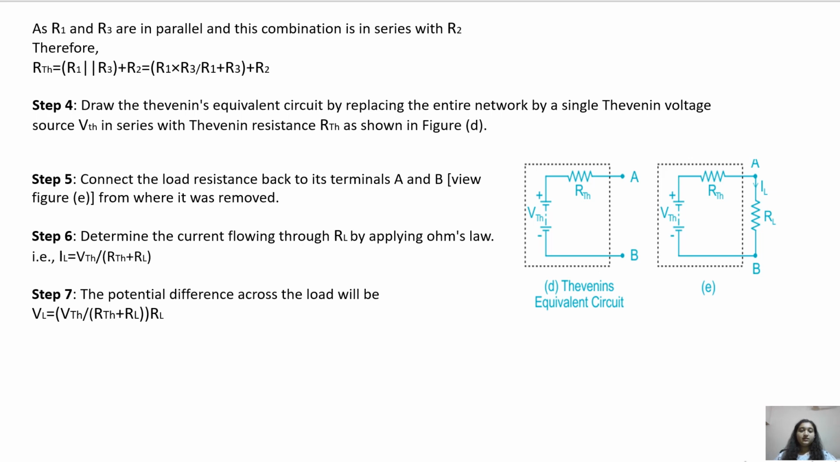Step 4. Draw Thevenin's equivalent circuit by replacing the entire network by a single Thevenin voltage source VTH in series with Thevenin's resistance RTH as shown in the figure. Step 5. Connect the load resistance back to its terminals A and B, as in figure E where it was removed. Step 6. Determine the current flowing through RL by applying Ohm's law, that is IL equals VTH by RTH plus RL. Step 7. The potential difference across the load will be VL equals VTH by RTH plus RL, into RL.